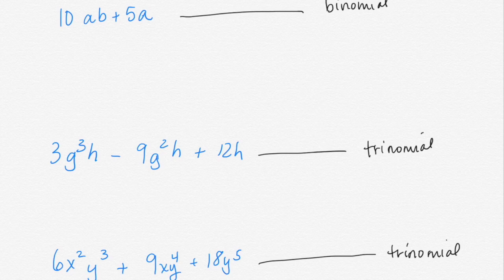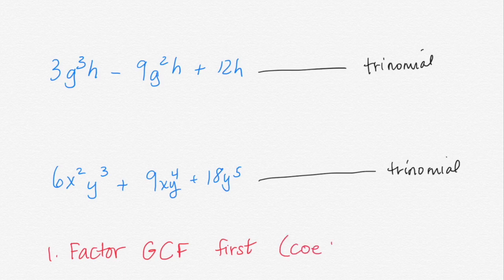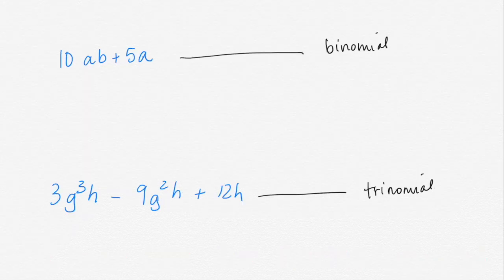Because when we factor these expressions, we're going to have to look at each individual term, and we're going to have to also look at all the terms altogether. So we have to factor the greatest common factor first out of all the terms. Now these can be coefficients and/or variables. So let's start with the first example here, 10ab plus 5a.